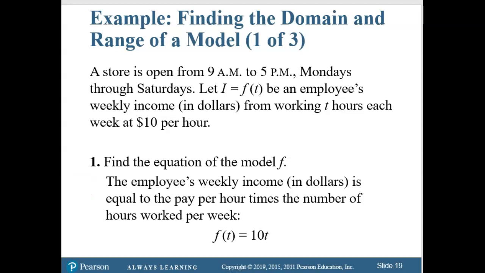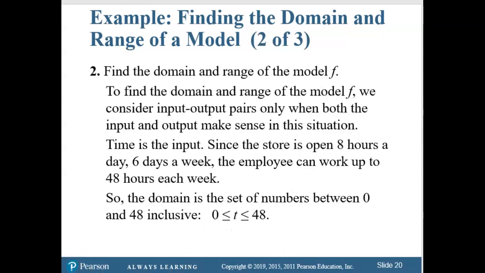A store is open from 9 to 5, Mondays through Saturdays. Let I be the employee's weekly income from working T hours at $10 an hour. Find an equation to model this. Well, if you look down here at the bottom of the slide, you can see that the function is going to be 10 times every hour that they work. So f of t is equal to 10 times t.